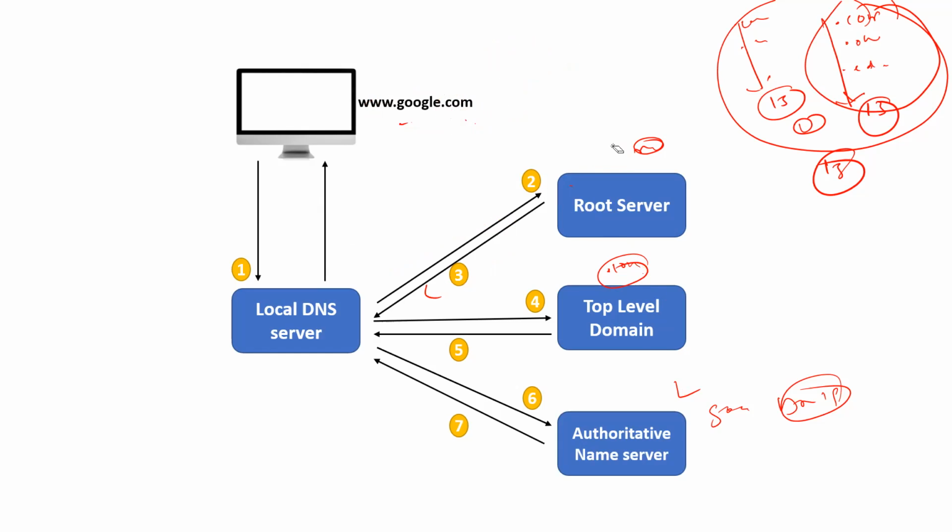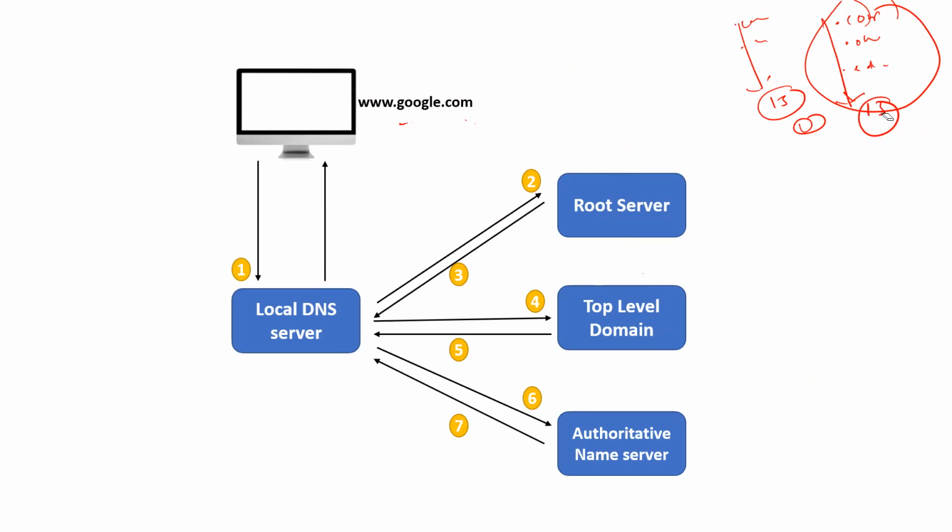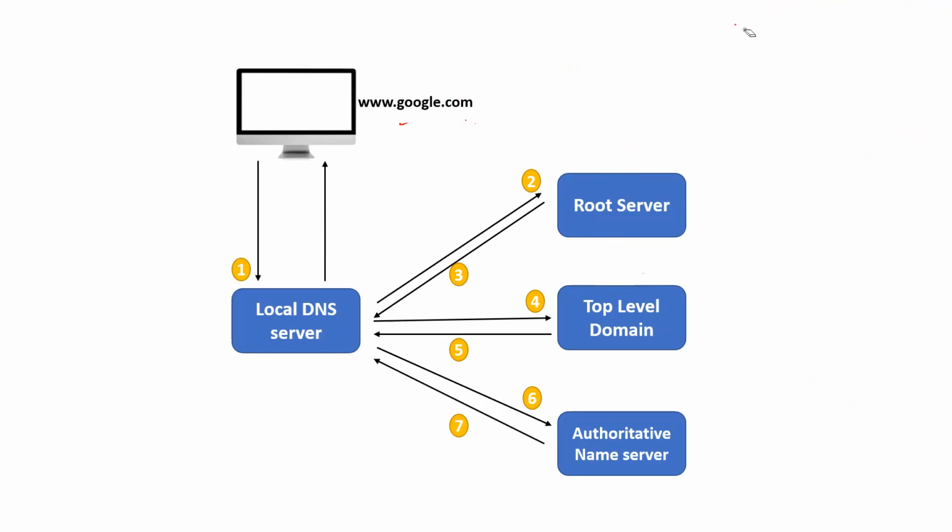This is what happens when you try to access any website from your mobile or laptop. We need to have an IP address, right? So to get the IP address, if you're trying to access google.com, first it will check the local DNS server. If it's not available, then it will ask the root servers, the 13 root servers.